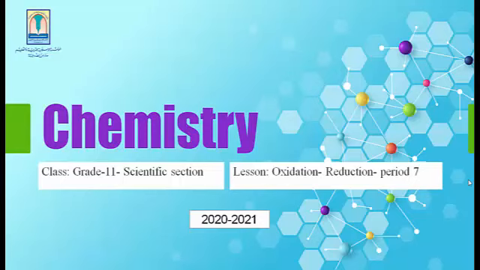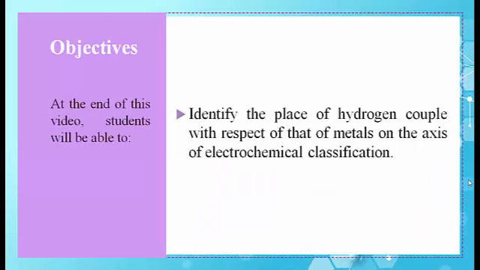During this video we are going to complete our lesson about oxidation and reduction, about the idea of the H plus H2 redox couple. By the end of this video you will be able to identify the place of the hydrogen couple with respect to that of metals on the axis of electrochemical classification. The materials needed during this session are your pen and your chemistry notebook.